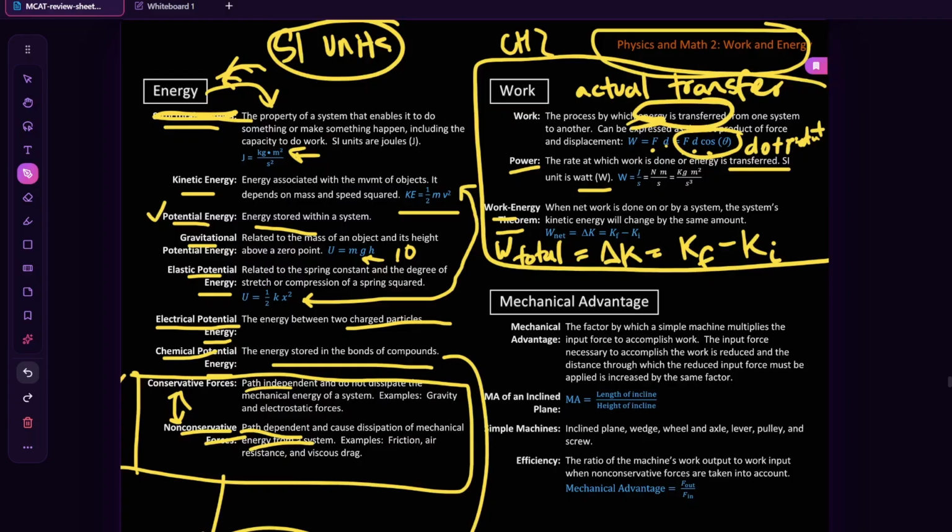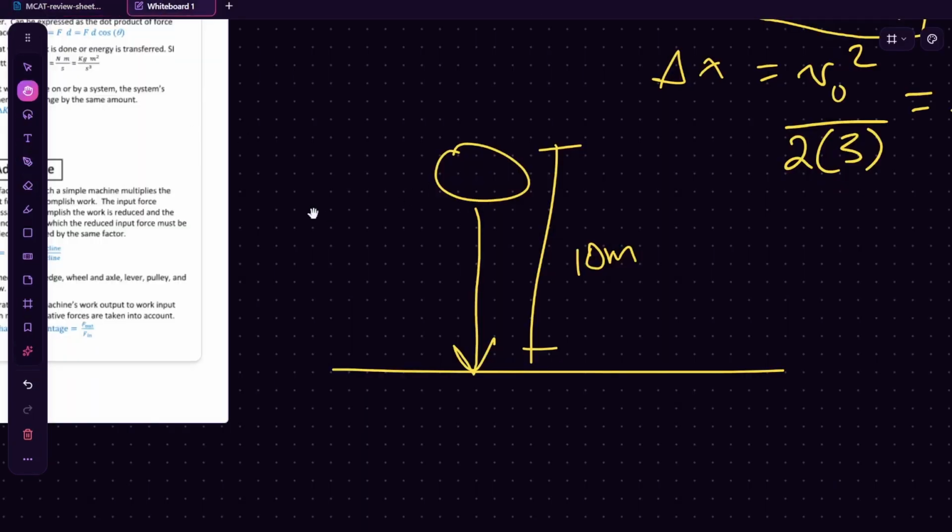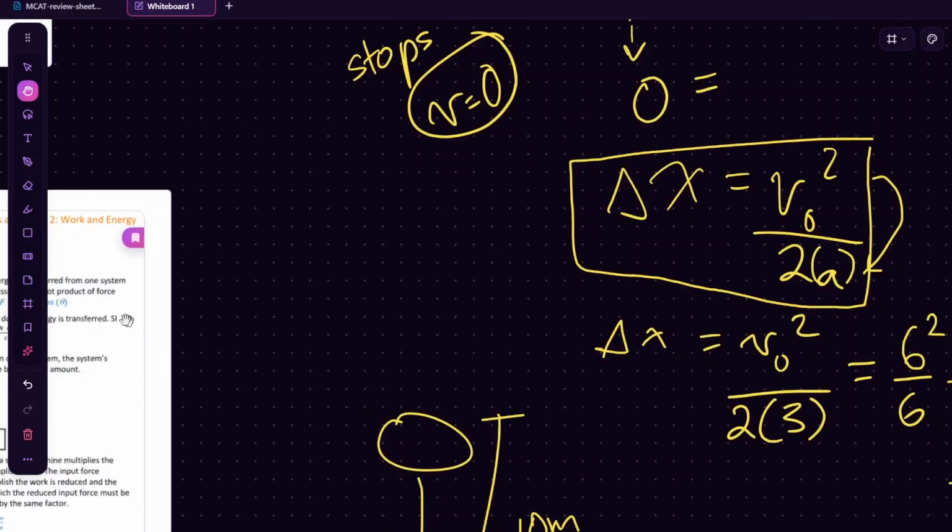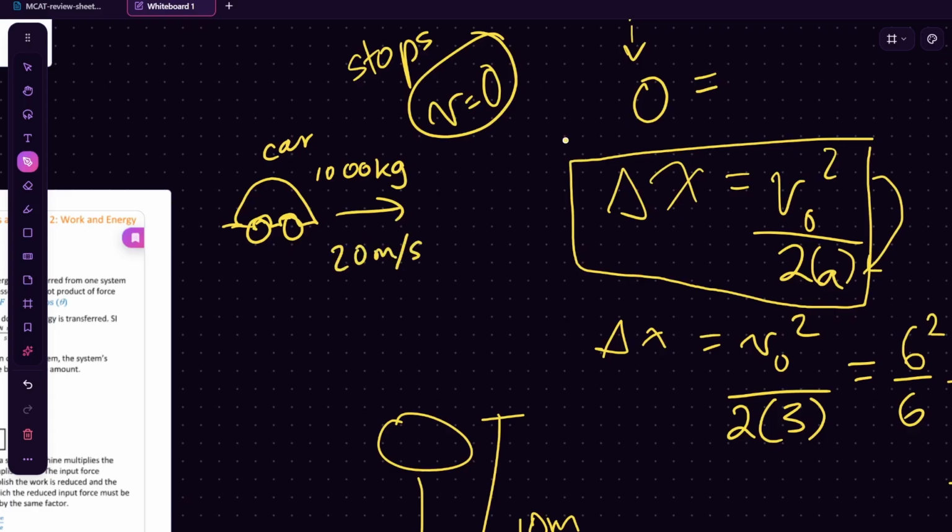Right, so let me do the example here for work. So work energy theorem, right? Let's draw the car. This is my car. It doesn't look very good. That's my car. And it's 1,000 kg, a pretty heavy car, and it's going at 20 meters per second, and the driver decides to slam the brakes. Now we're wondering how much work did the friction do on the car?